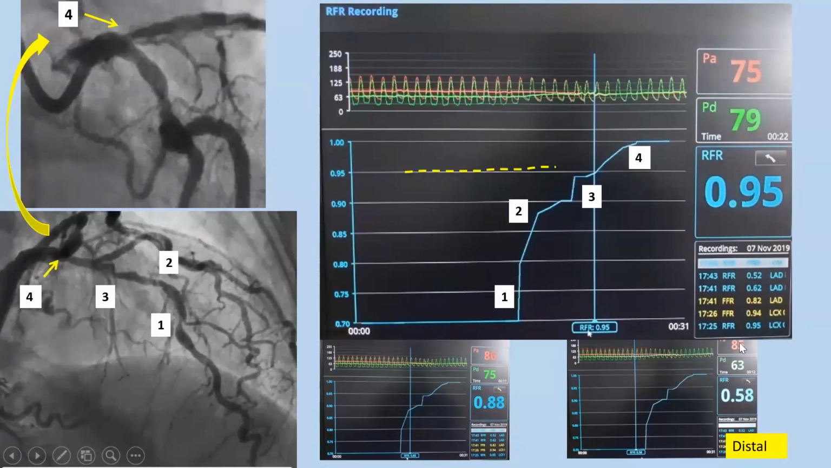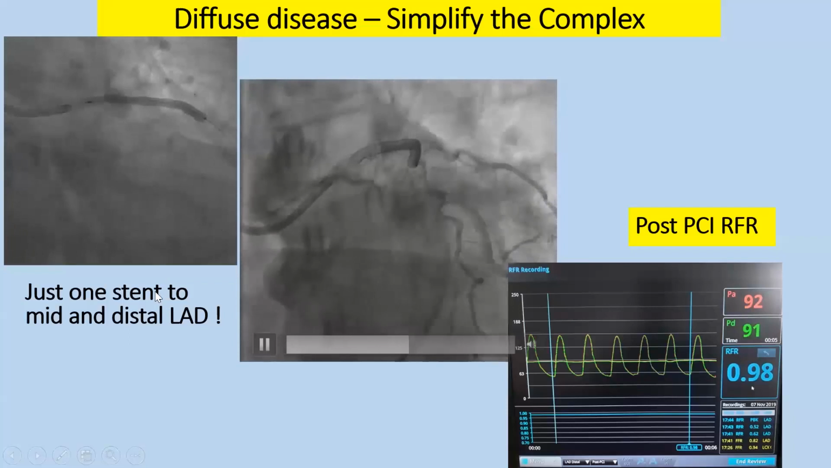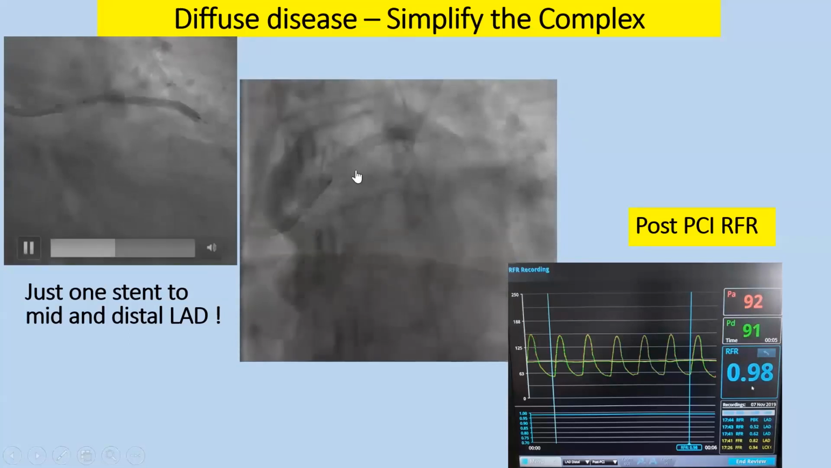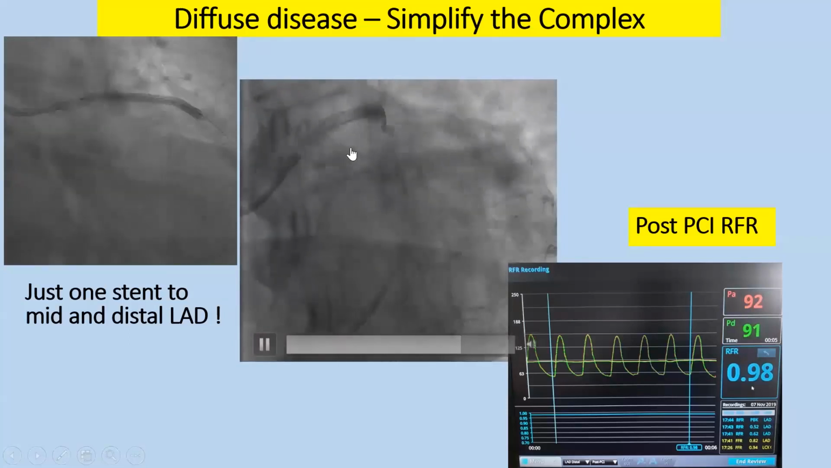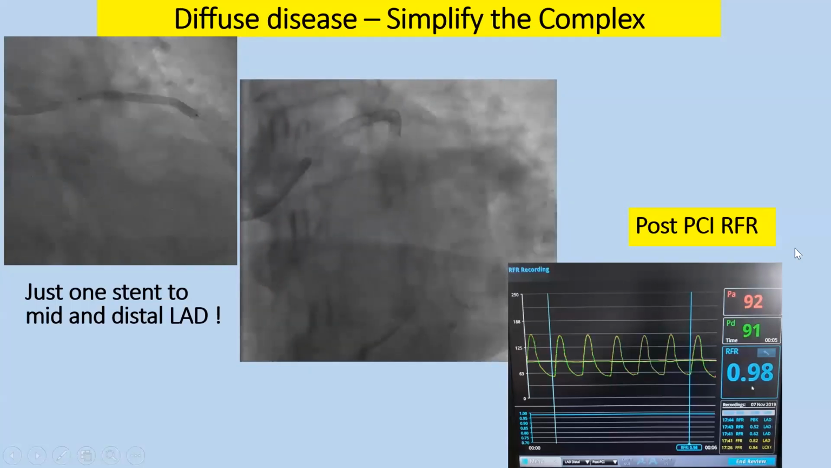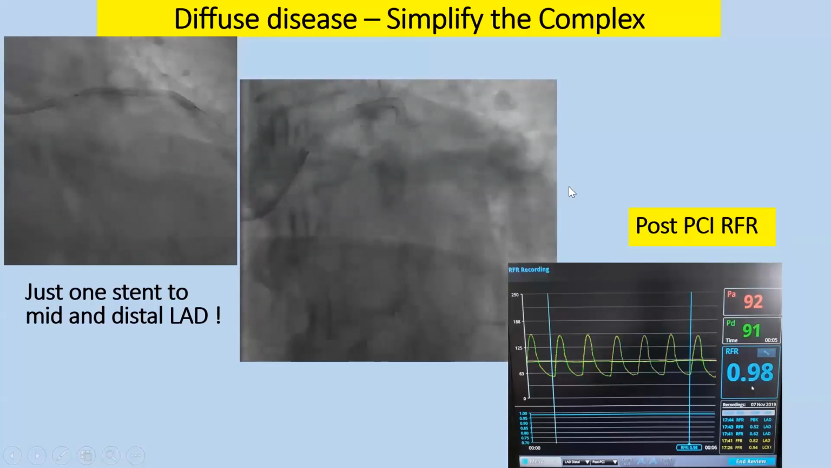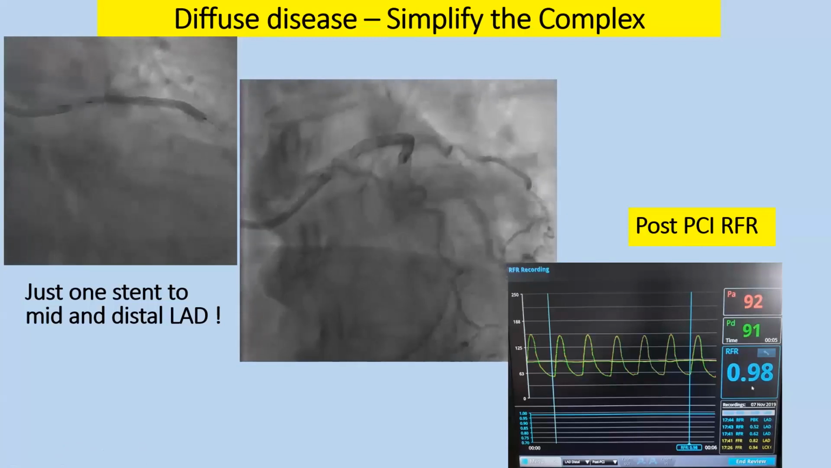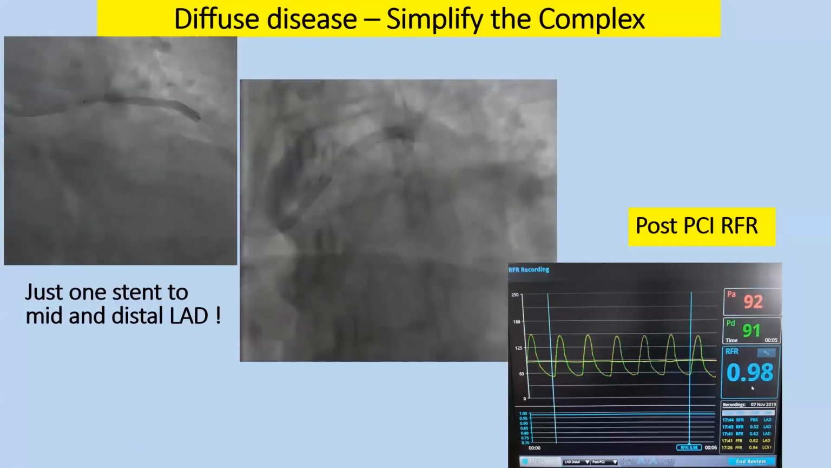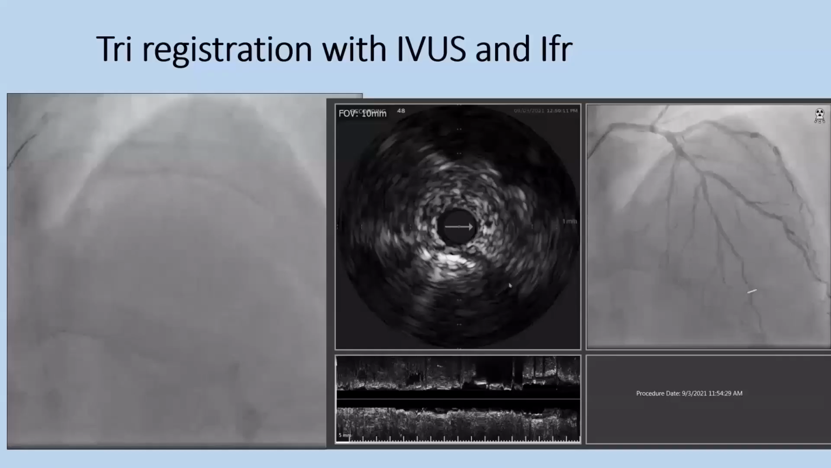based on the RFR. So exactly based on this, we treated with just one stent for mid and distal LAD, and we had a landing zone. We avoided the LAD ostium and the left main, and the post PCI RFR was 0.98. So clearly, we are able to establish good flow and a good post PCI RFR with just one stent, leaving no stents in the left main, LAD or the circumflex, which clearly simplified the PCI in this complex multiple lesions.